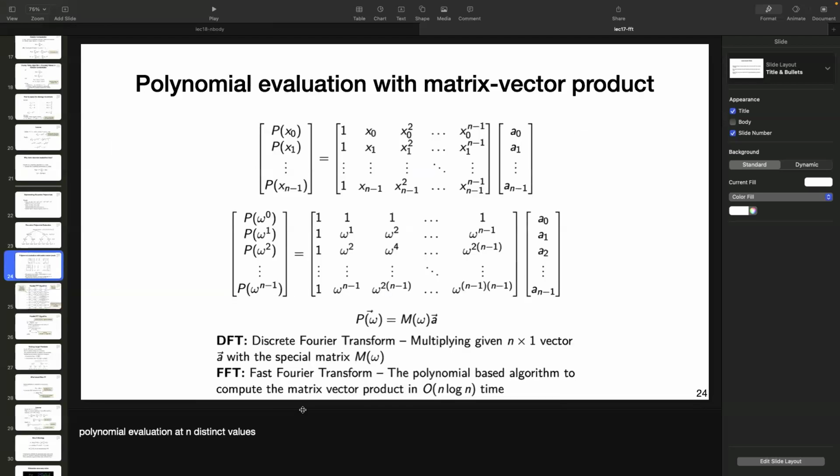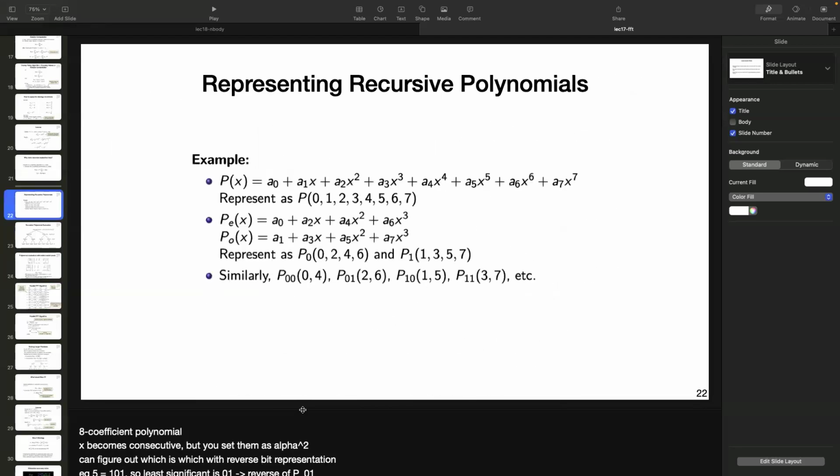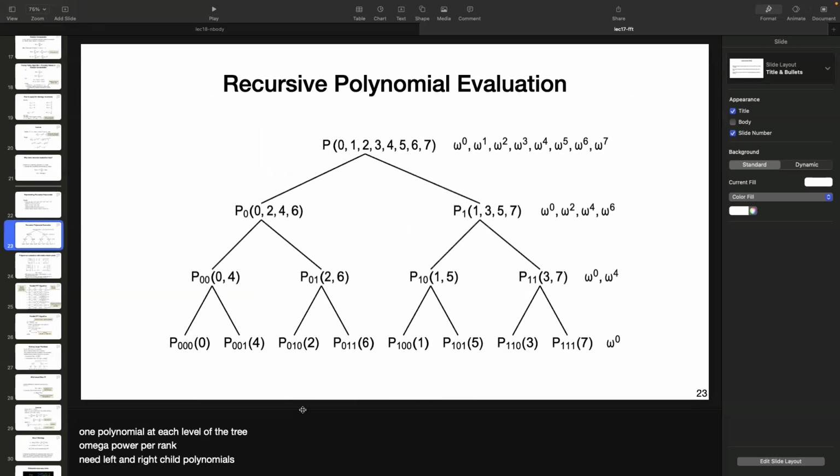So maybe we can go here first. This is the tree that we need to recursively evaluate in the parallelization. You can think of it as we start with the whole polynomial, with 0 up to 7 coefficients. Then we have two halves, the even and the odd half, P0 and P1. Those can be evaluated in parallel because they don't depend on each other.